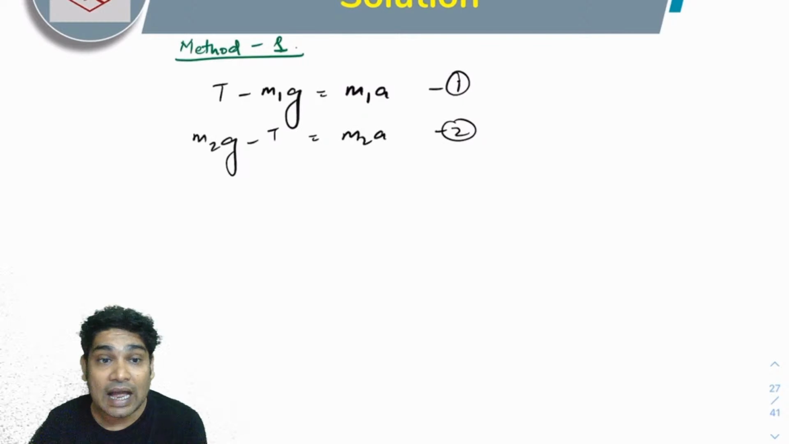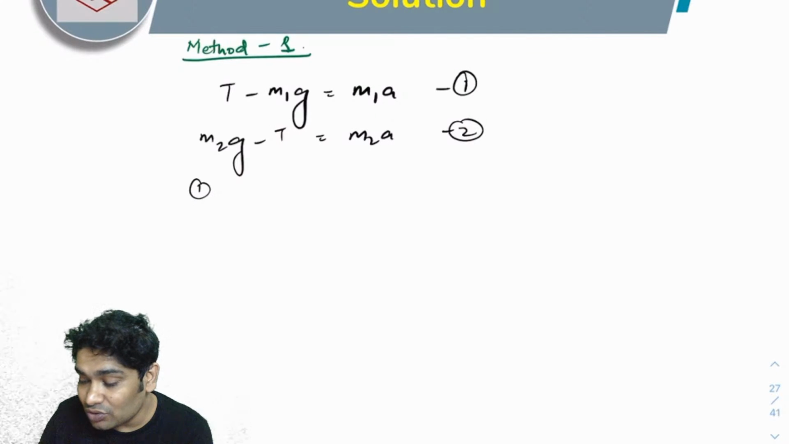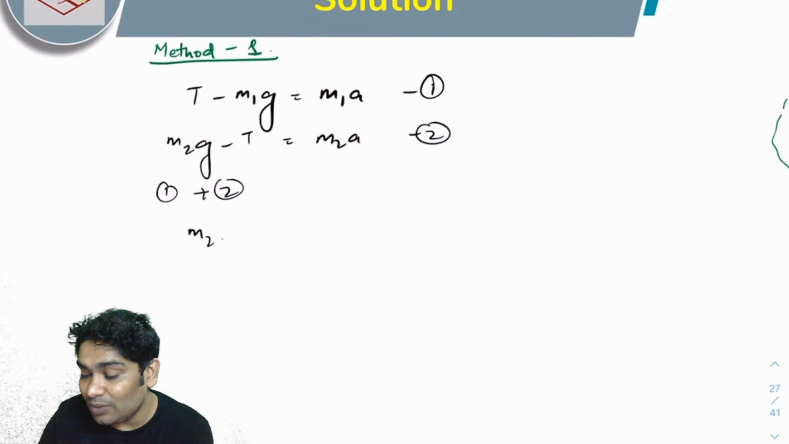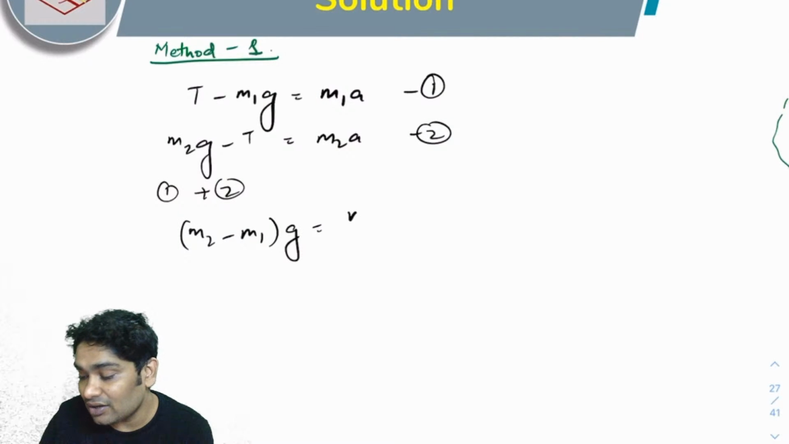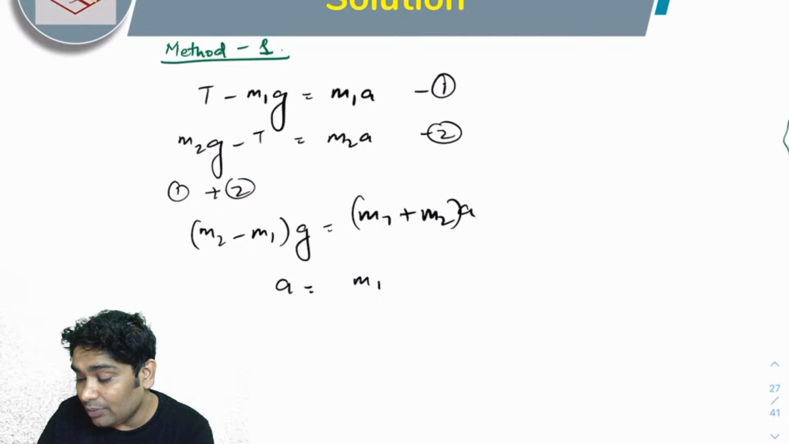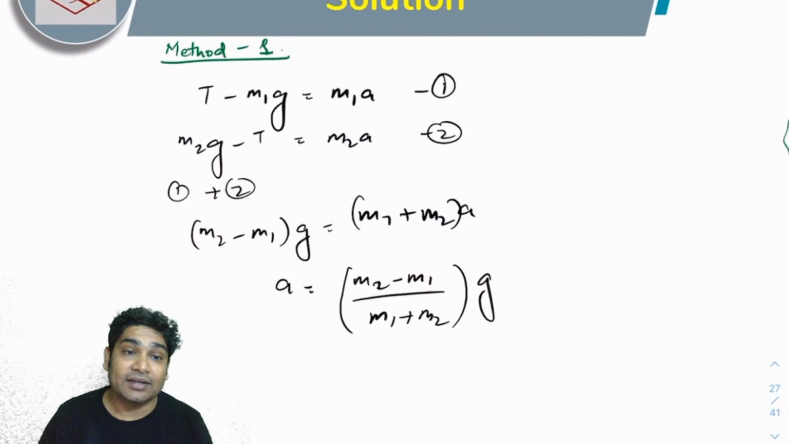Now what I need to do is add both these. If I add both these, what am I getting? So 1 plus 2 gives me (m2 minus m1)g equals (m1 plus m2)a. Alright, so I'm getting my a as (m2 minus m1) over (m1 plus m2) times g. This is what I get my acceleration as.